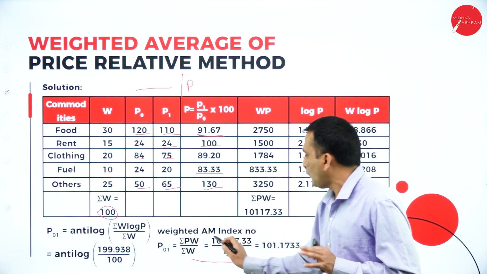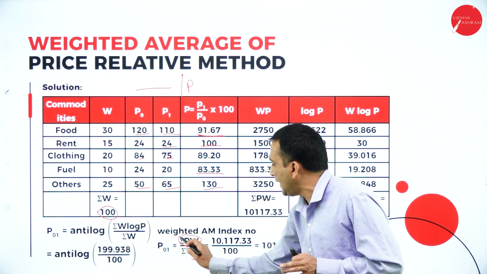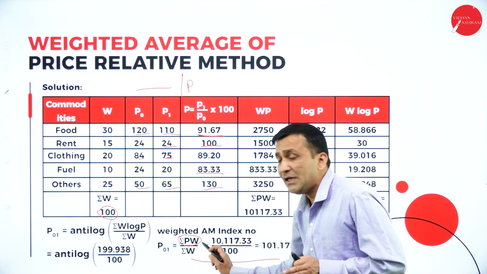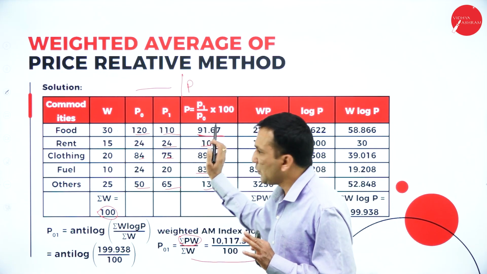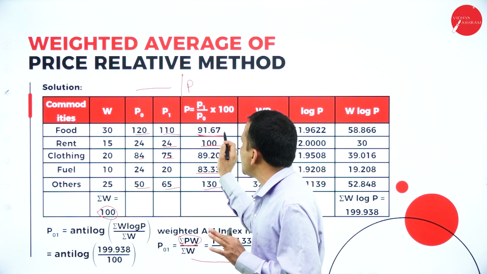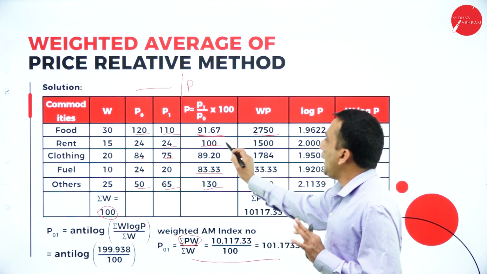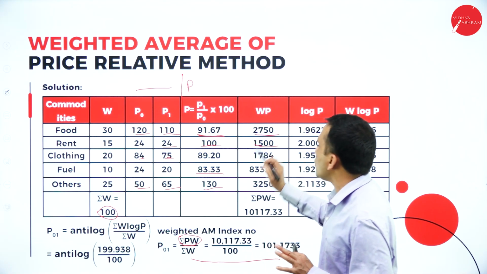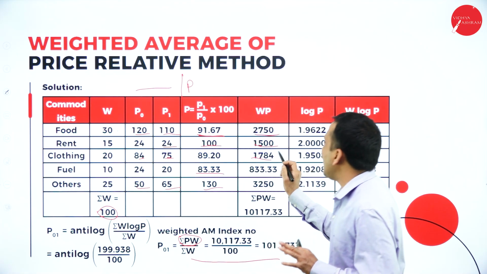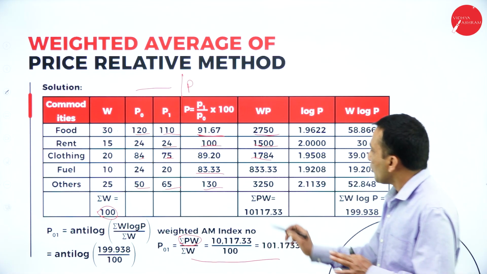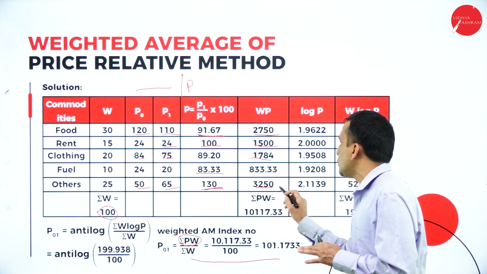So, according to the formula, we don't want to take the P total because we need to consider sigma WP, or PW. So that's what we are doing. With the help of P and weight, we are multiplying 91.67 into 30. We are getting 2750. And 100 into 15, we are getting 1500. 89.20 into 20, 1784. Okay, now the last one, 130 into 25, we are getting 3250.